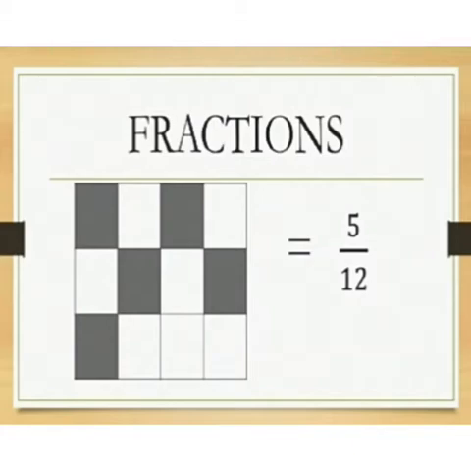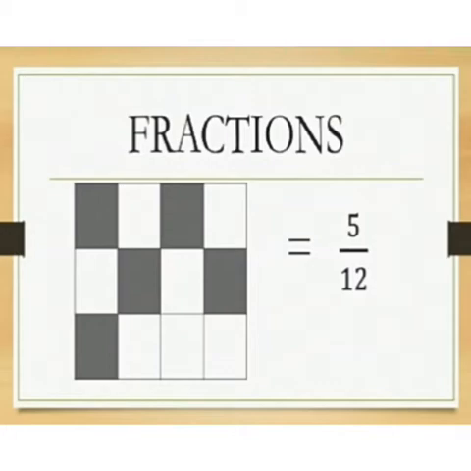Fractions. What are fractions? A fraction is a part of a whole of something. For instance, the square there has been further divided into 12 parts. Out of the 12 parts, 5 of the boxes are shaded. Hence, 5 is a fraction of the whole 12 boxes. That is why we're having 5 over 12.